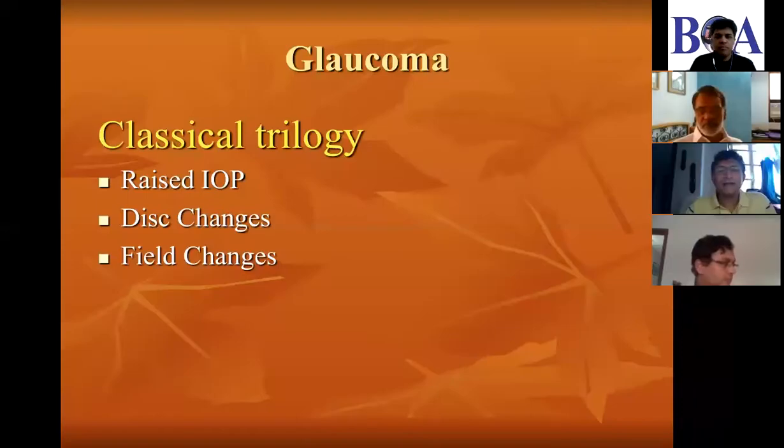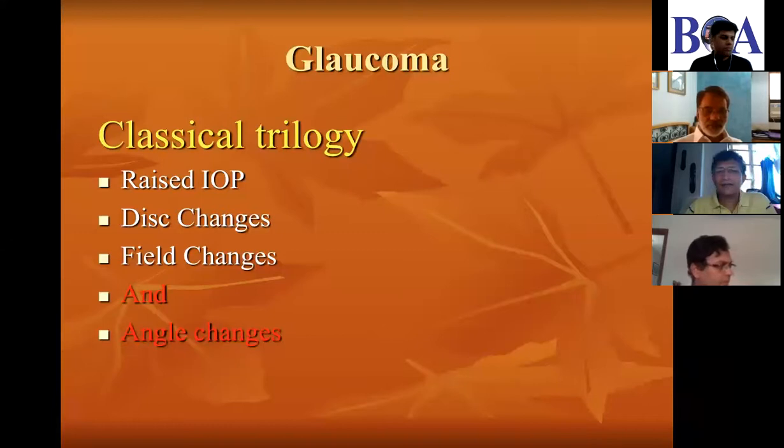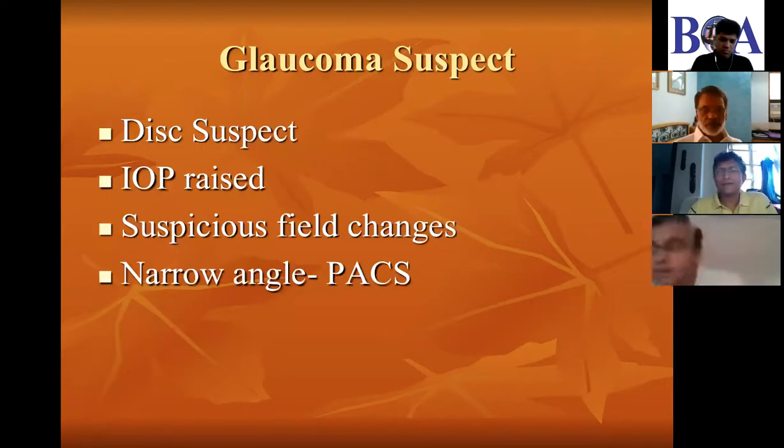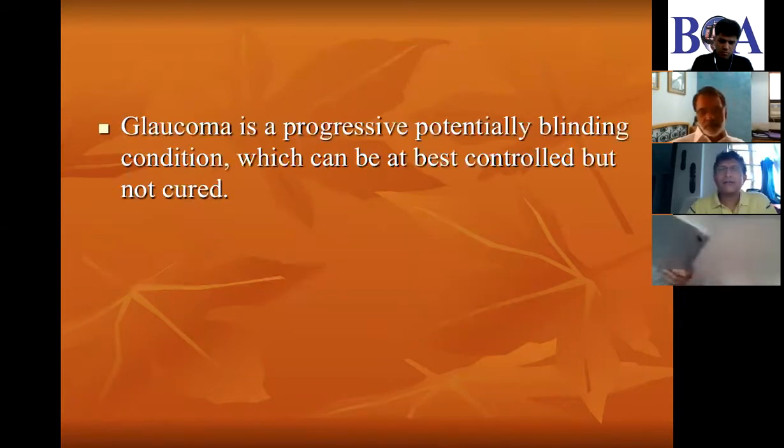Techniques and field changes. And, least to say, we forget the angle. So actually it is not a trilogy. And this is the first message: there are 4 things you have to see in glaucoma and 4 points on which you can have a suspect, and not only 3. So you can have a suspect based on the appearance of the optic disc, based on the raised pressure which you have recorded, or suspicious field changes, or narrow angles and angle changes. Based on all these things, you can have a suspect.